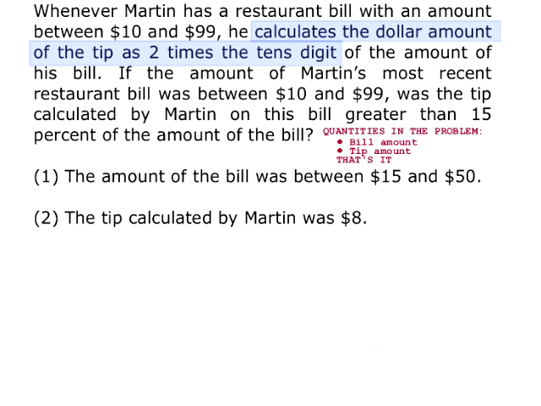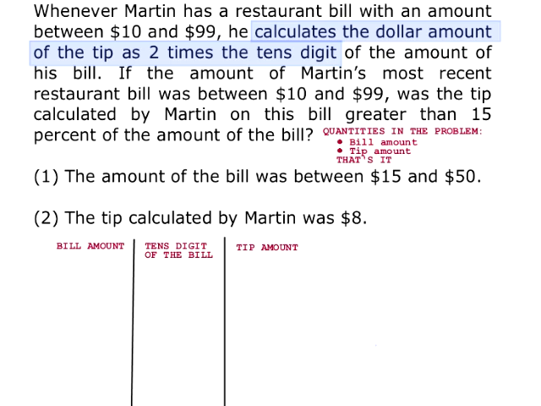So let's make a very primitive chart. Bill amount, and then let's just say the tip. I'm going to make columns of the tens digit of the bill, and then the tip amount. There's my chart. It's not a very pretty chart, but that's a chart. And since I have two statements, I am just going to draw a line down the middle so that now I have two charts. So this is statement 1, and this is statement 2. And if I do have to combine them, I have some room there on the bottom.